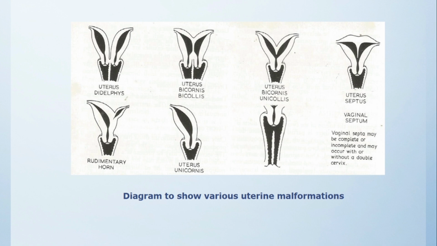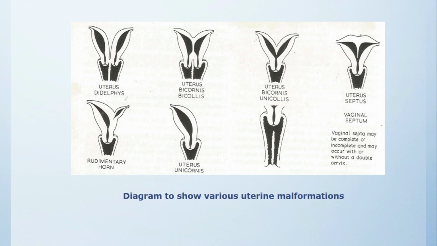Look at uterus septate. You can see a septate uterus. This is a longitudinal septum. So again, the horns, this is regarded as bicornuate. The cervix is normally developed.